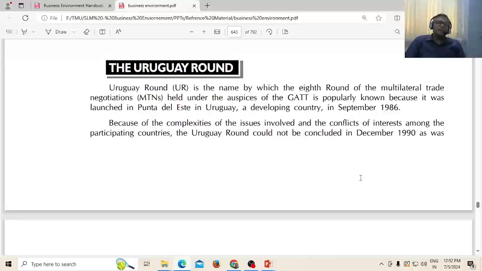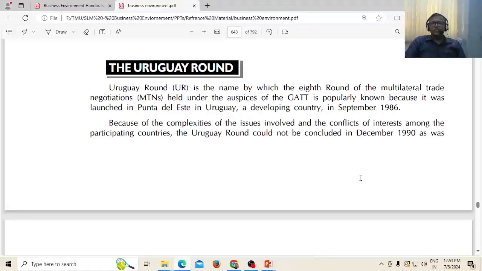Next is the Uruguay Round. The Uruguay Round is the name by which the eighth round of the multilateral trade negotiations (MTNs) held under the auspices of the GATT is popularly known, because it was launched in Punta del Este in Uruguay, a developing country, in September 1986.